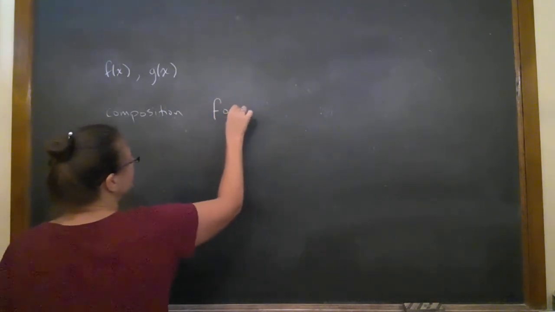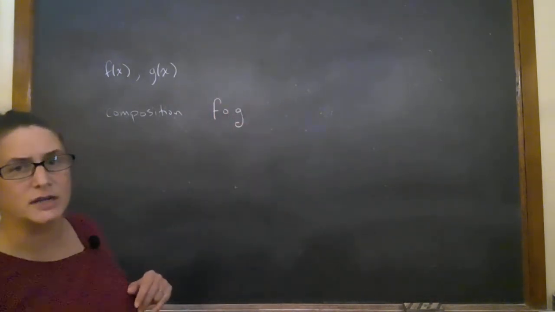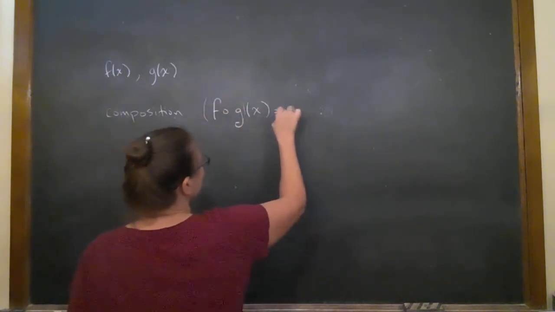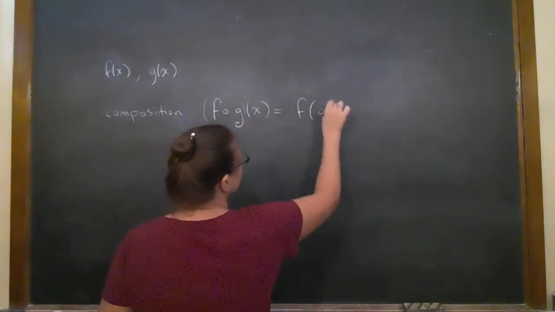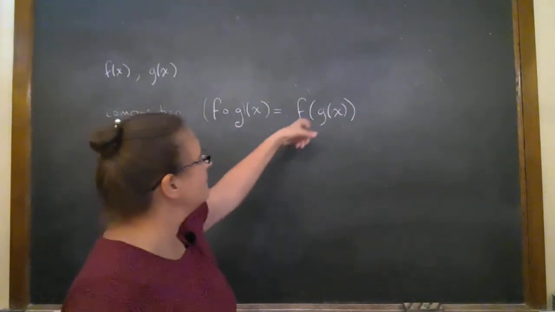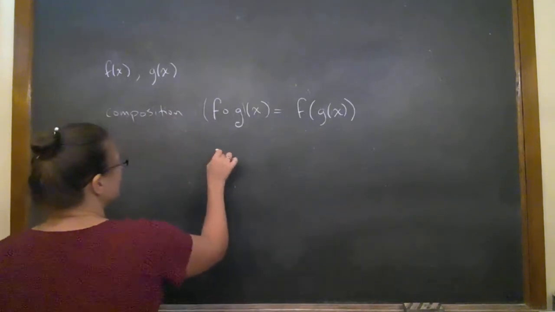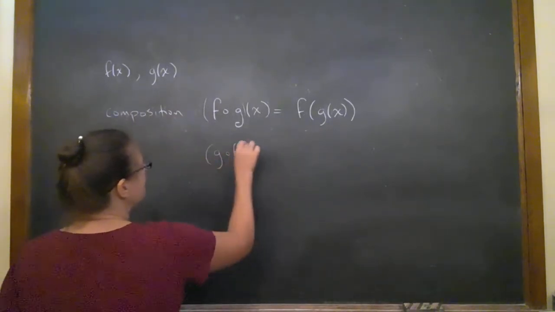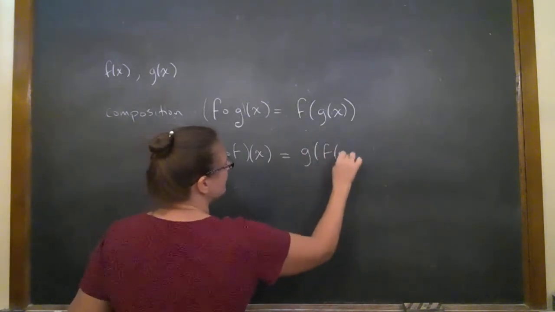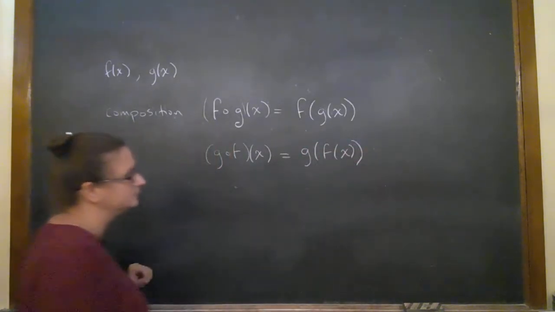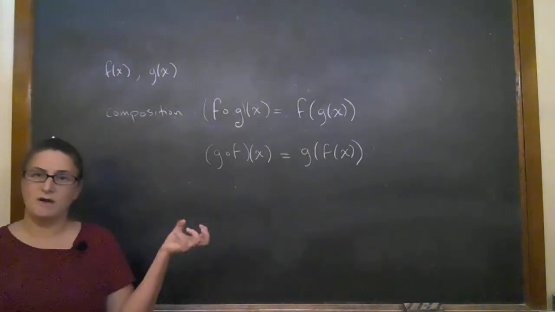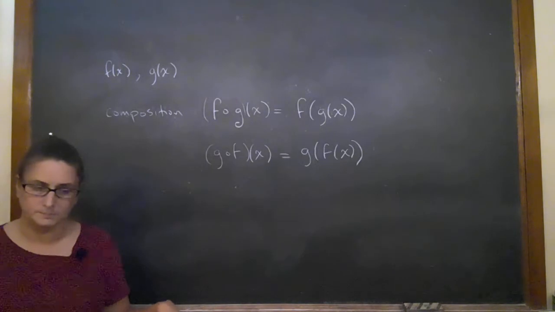you see it written sometimes as f circle g of x. It just means you stick the second function in the first. So the way it's written, f circle g, it's f of g of x. So if I write g circle f of x, it's g of f of x. Okay? So basically, you're sticking one function into another function.